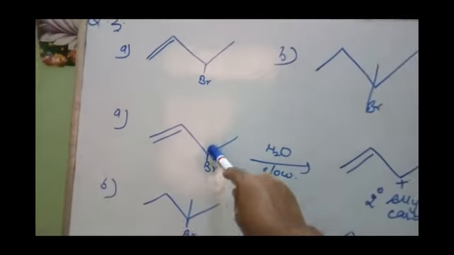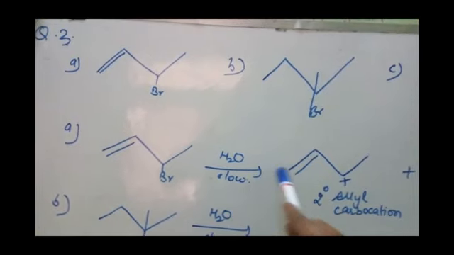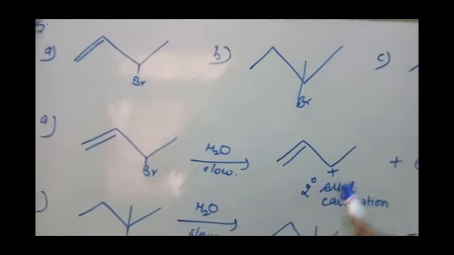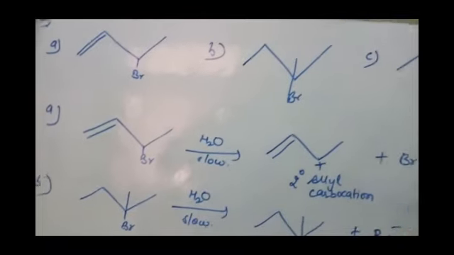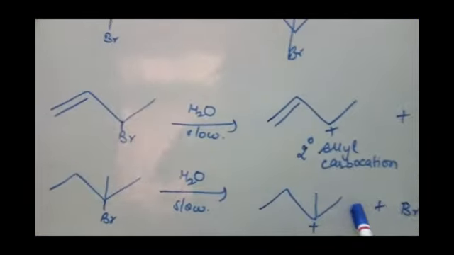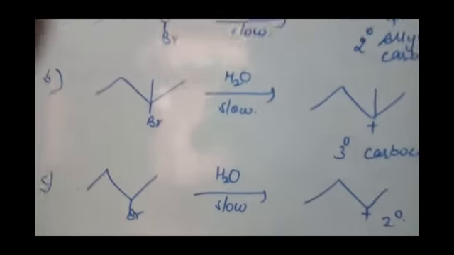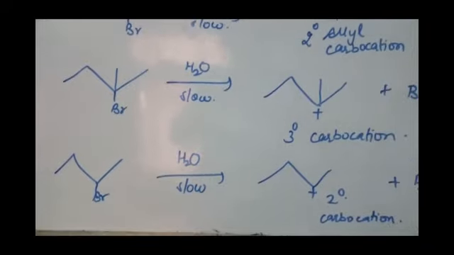Here, in the first case, you have seen that after the first step, that is formation of carbocation, we are getting a secondary allyl carbocation and Br minus is removed. In the second case we are getting a tertiary carbocation. And in the last case we are getting a secondary carbocation.